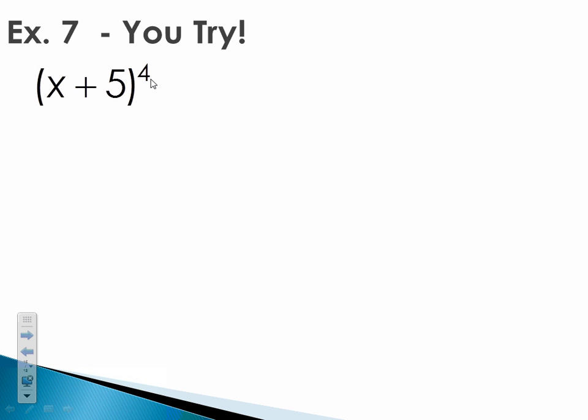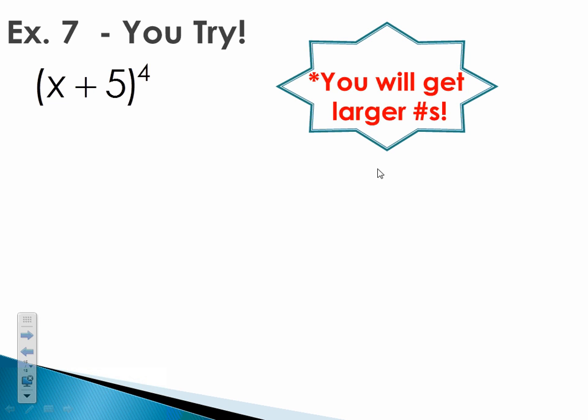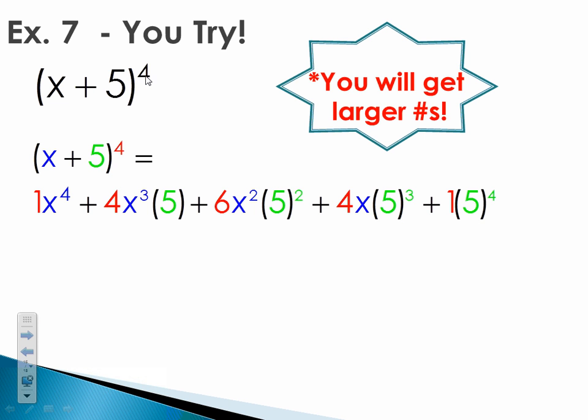All right, so you're going to get some big old numbers in this one. 4 is going to tell us to go to the fourth row. So we had 1, 4, 6, 4, 1. Then we said, okay, I got x to the 4th, x3, x2, x1. Now I ran out of x's. Now coming back from the right, I got 5 to the fourth, 5 to the third, 5 squared, 5 to the 1. Now I ran out of 5s.